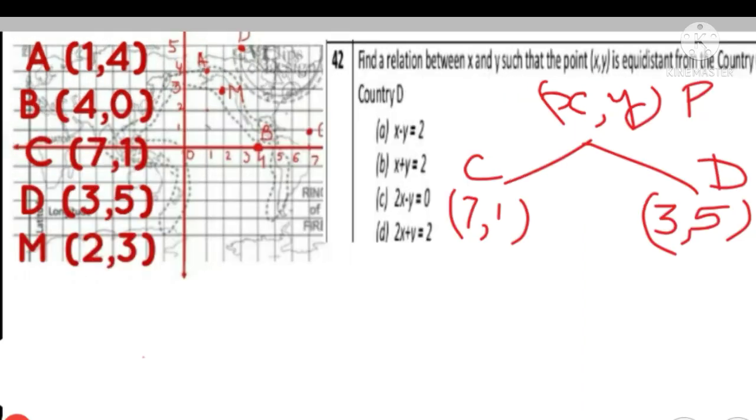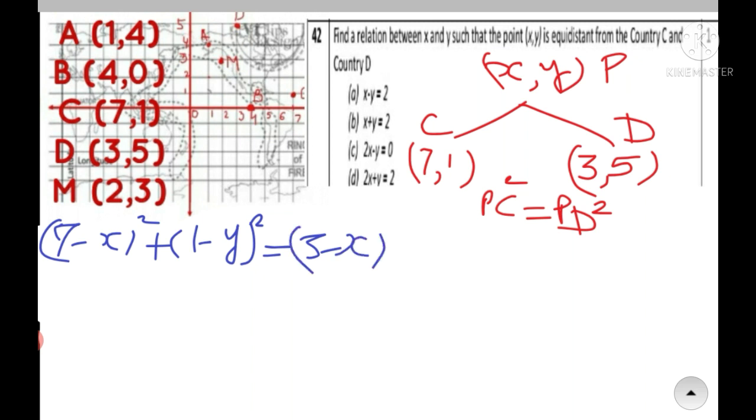Question number 42 says find a relation between x and y such that (x, y) is equidistant from C and D. Now let (x, y) be P. PC square is equal to PD square because PC is equal to PD. Now let's apply the formula. Putting in the values, I get (7 minus x) whole square plus (1 minus y) whole square is equal to (3 minus x) whole square plus (5 minus y) whole square.